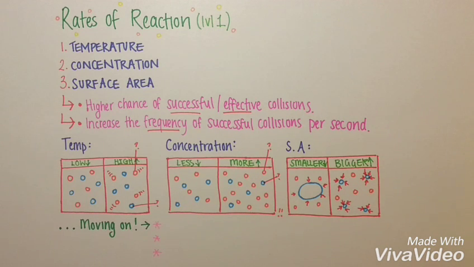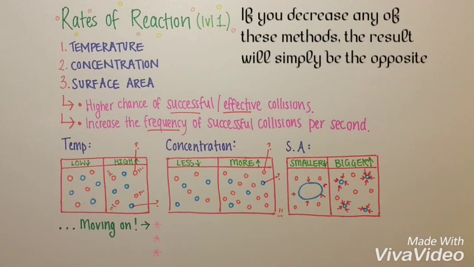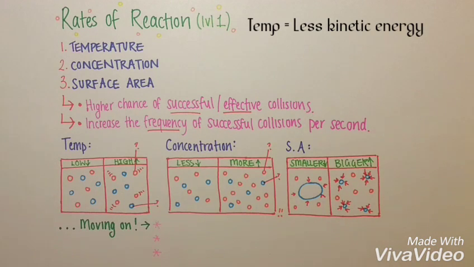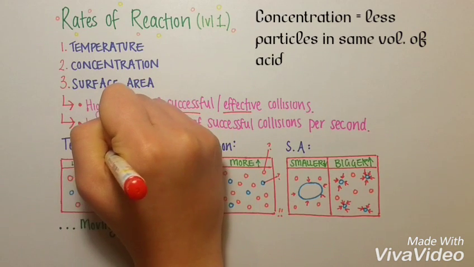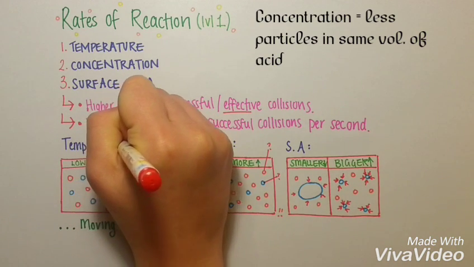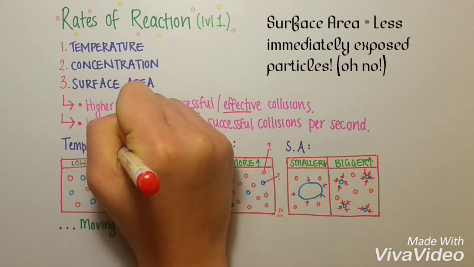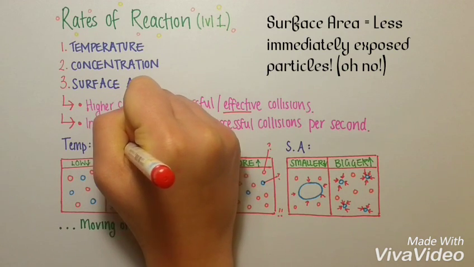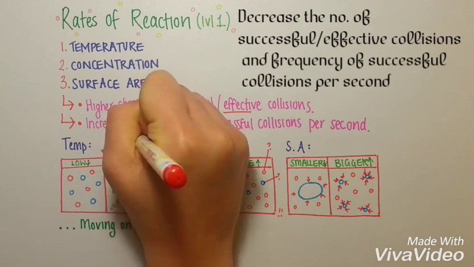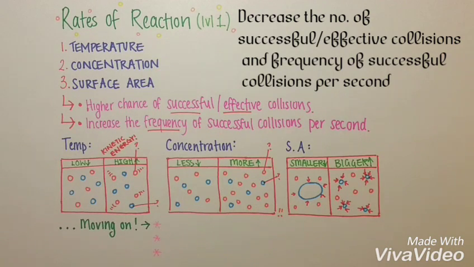In comparison, if you decrease any of these methods, it will simply be the opposite. Like for temperature, the particles will have less kinetic energy. For concentration, there will be fewer particles in the same volume of acid. With surface area, there will be fewer immediately exposed particles, which will all decrease the number of successful or effective collisions and the frequency of successful collisions per second.